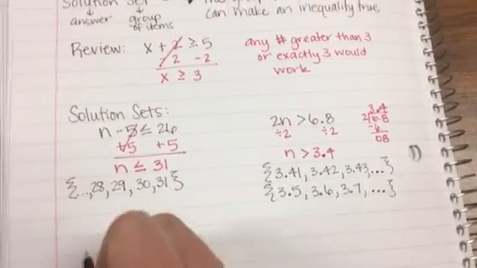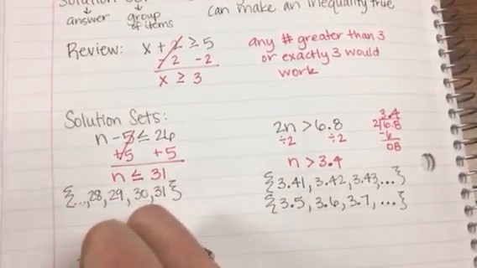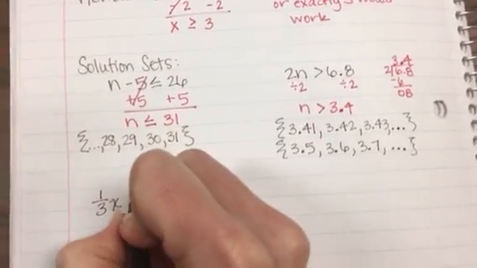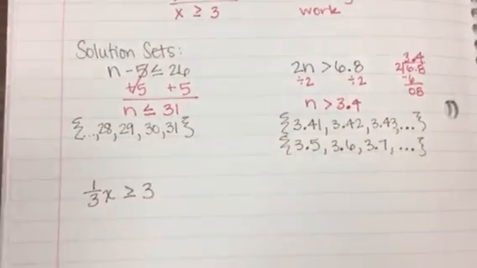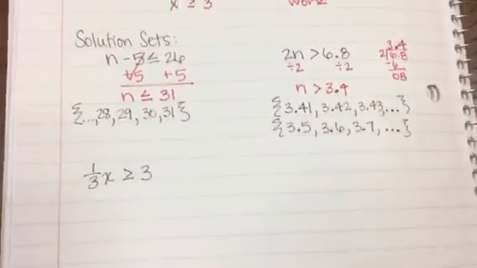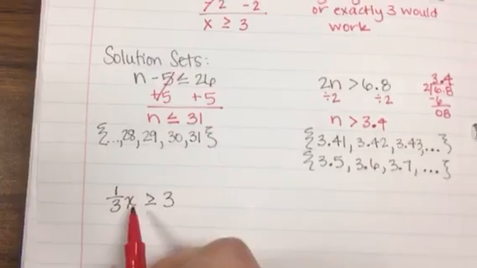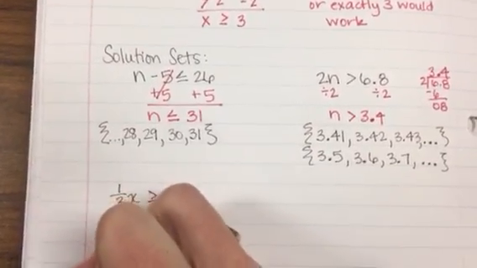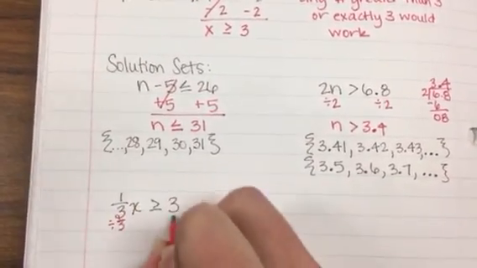Let's do a couple more. So the next one we're going to do is 1/3 x is greater than or equal to 3. Now this means 1/3 times a number. So to undo this, I'm going to divide by 1/3.